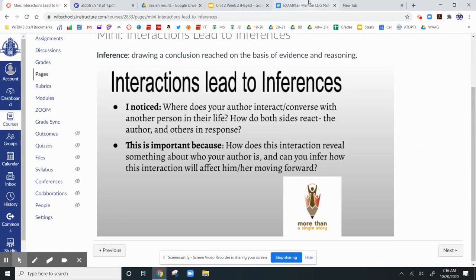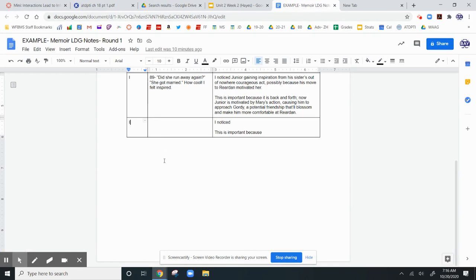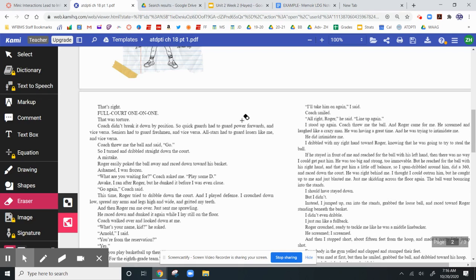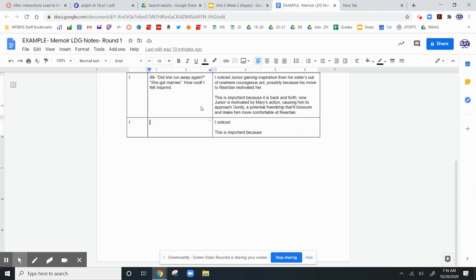So I'm going to add that to my chart and reflect on what inferences I can make about how that conversation will change Junior moving forward, and maybe think about some of the reasoning behind why he made the choice he did to take on Roger in practice. I don't have the page numbers here, but I looked it up in the book, and it's on page 175.